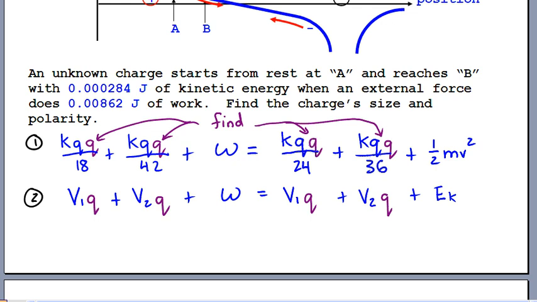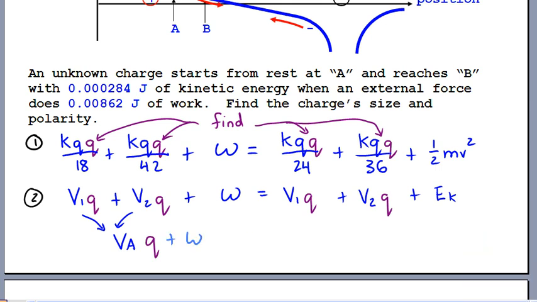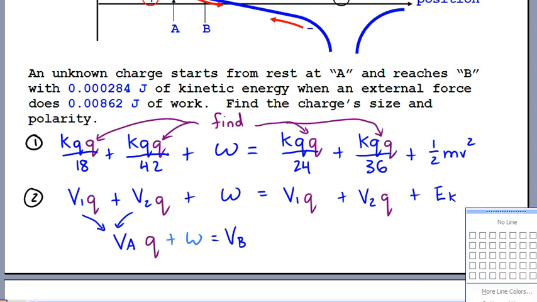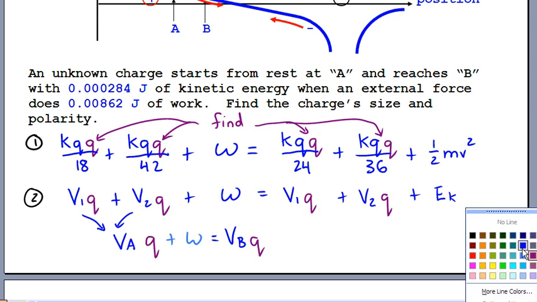Well, I could put these two voltages together. I could just add those voltages up and say, well, that's the voltage at location A multiplied by Q, plus the work, is equal to, and then add these two voltages together as well and go, okay, voltage B times the Q. Oops, that one should have been a purple mystery Q. Plus that kinetic energy.